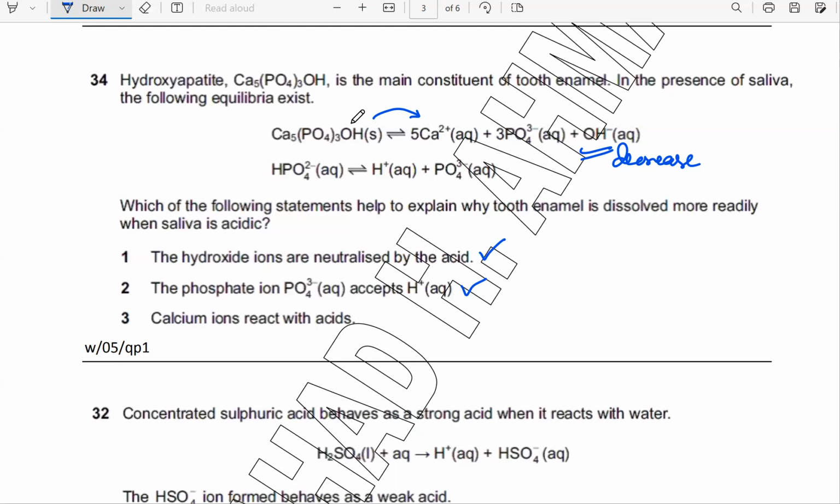Because there'll be less of the phosphate ion. It will decrease. It's going to decrease, it's going to move forward, right? So that's why. Calcium ions react with acids.